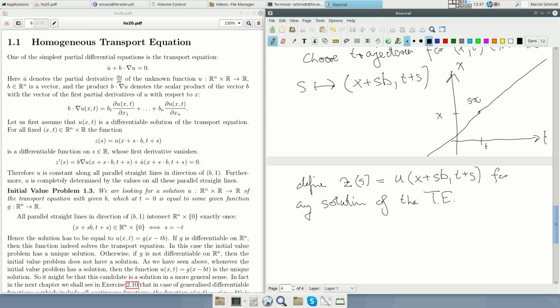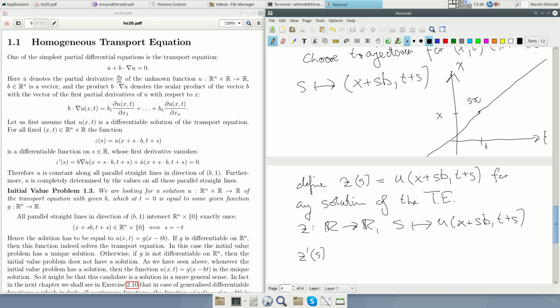Now, this is a real function, a function z goes from real values to real values. s maps to u of x plus sb and t plus s. So we just consider the values of our solution, which might be any solution, along such a line for fixed x and t. Now, of course, let's calculate the derivative, z prime of s. How can one calculate the derivative? What rule should we use? Maybe you try for yourself to calculate this, stop the video and try to calculate this, please. Now I will present the solution.